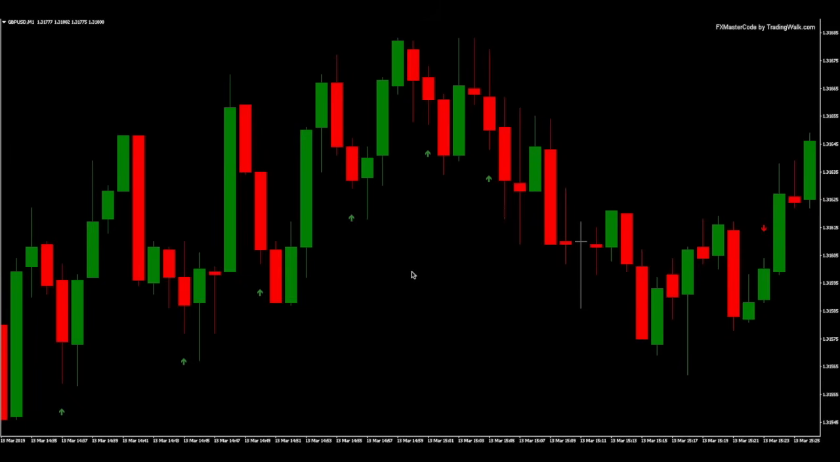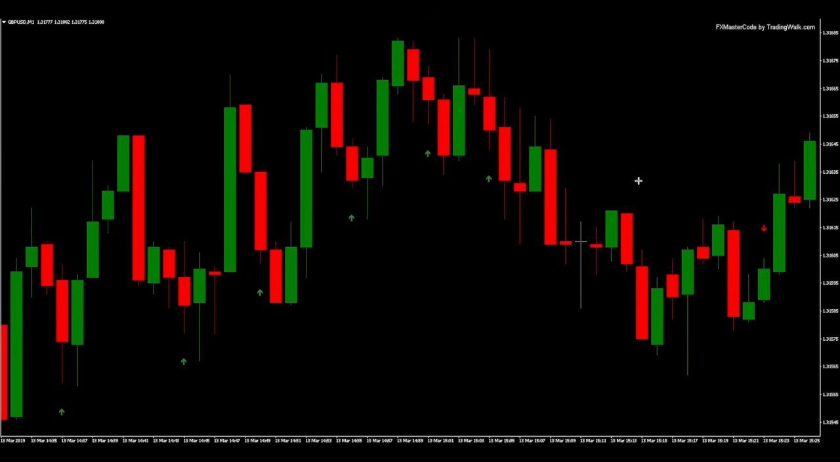So I want to give you a quick strategy on how to increase the win rate for FX master code. You know how the market moves in waves and in trends, and we want to capitalize on this using FX master code. So the strategy here is be aware of waves and trade in the direction of the trend. So what is a wave?